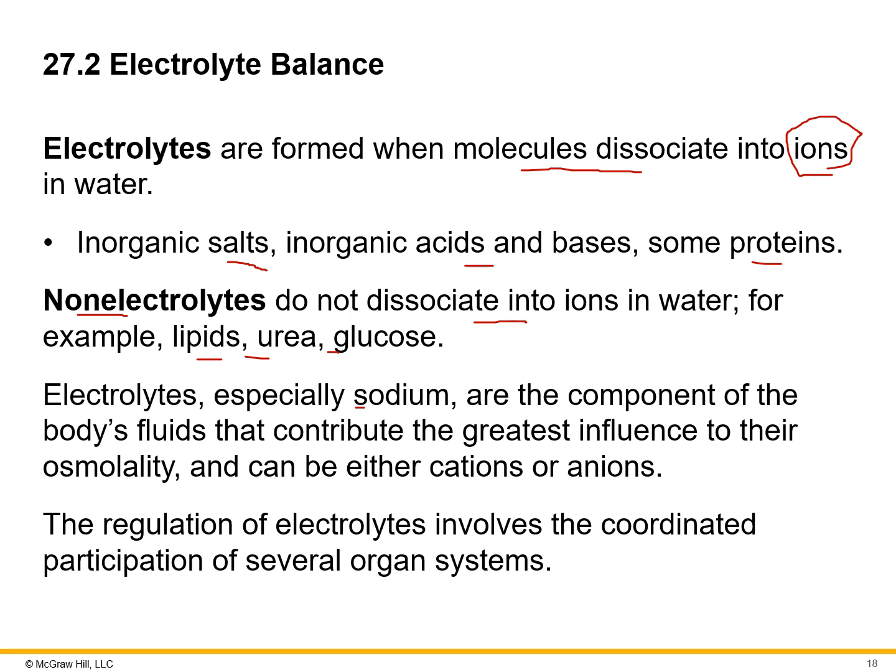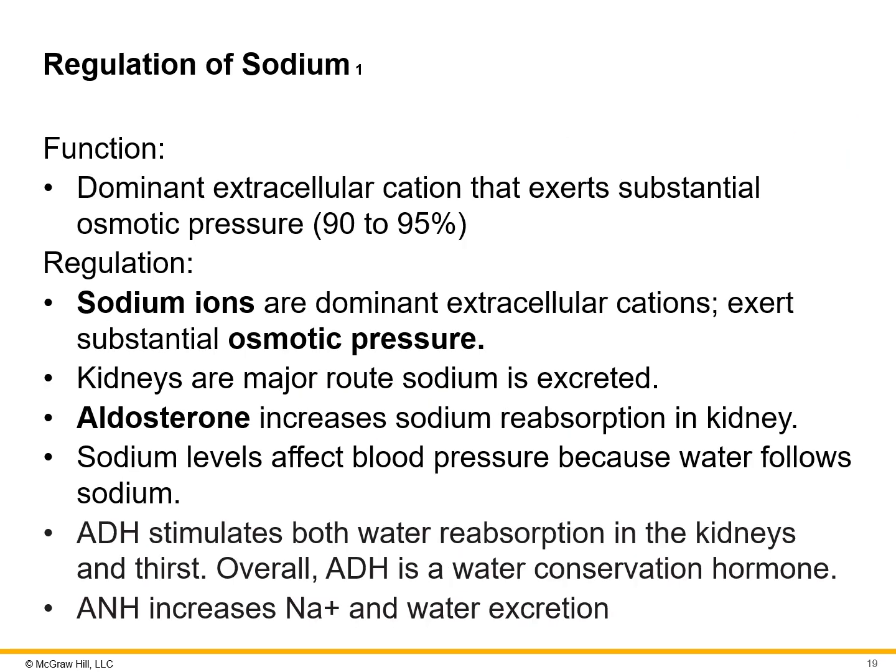So electrolytes like sodium, potassium, those are components of the body's fluids, and they are going to have the greatest influence on osmolality. And again, we can have cations, which are positively charged, or anions that are negative. We already looked at those. So the regulation of electrolytes involves a couple different organ systems to maintain that. So if we look first at the regulation of sodium, first of all, again, main extracellular cation, one of the main players of osmotic pressure.